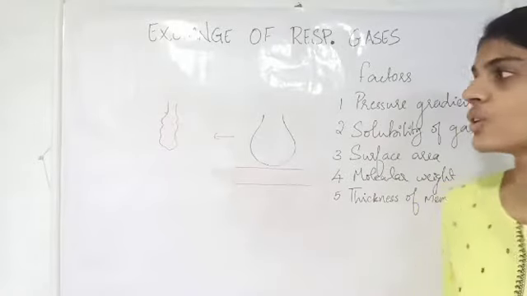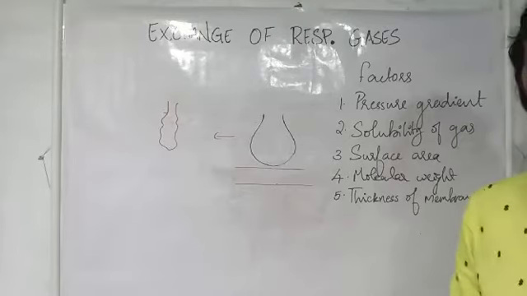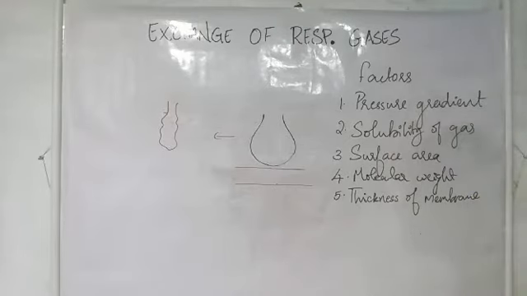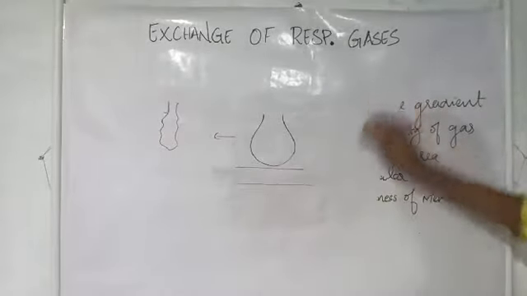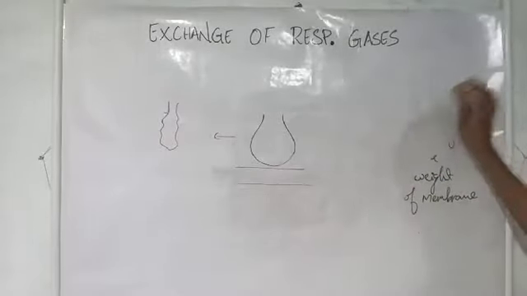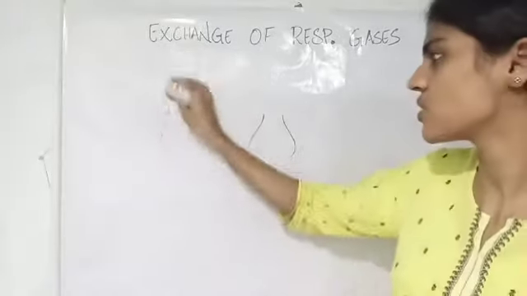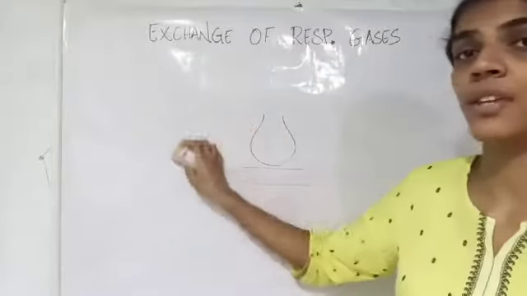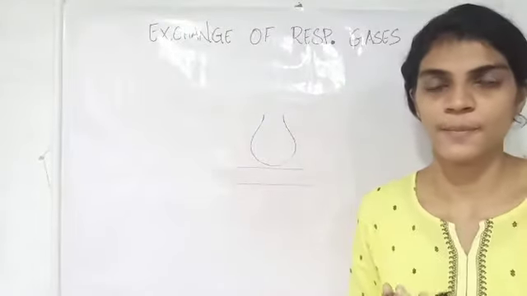So these are the 5 factors which influence the diffusion of gas molecules across the respiratory membrane. Now moving on to the relation between pressure gradient. Now we are going to see in detail about the influence of pressure gradient and the movement of these gases.